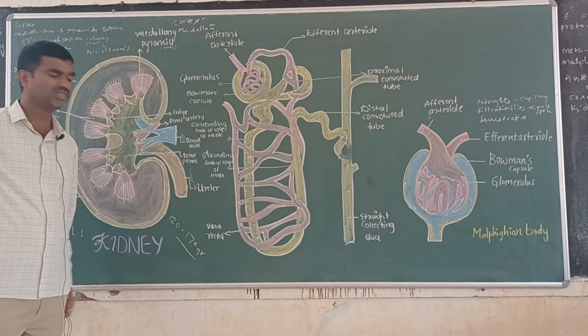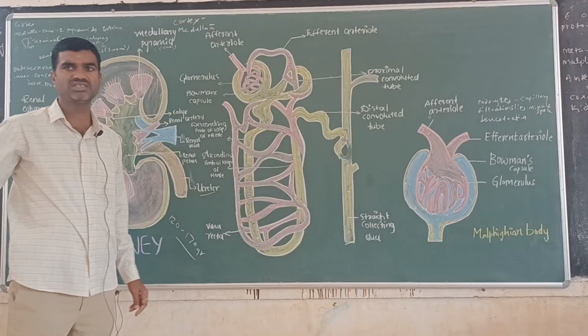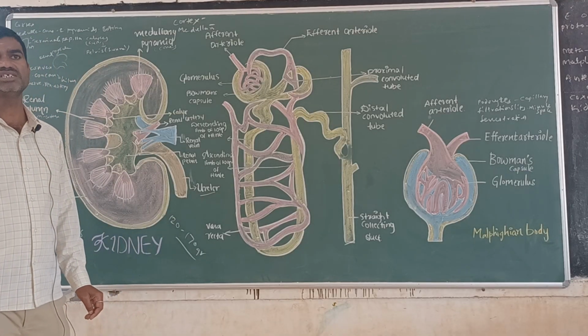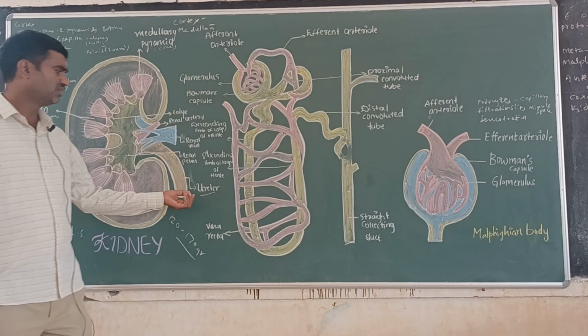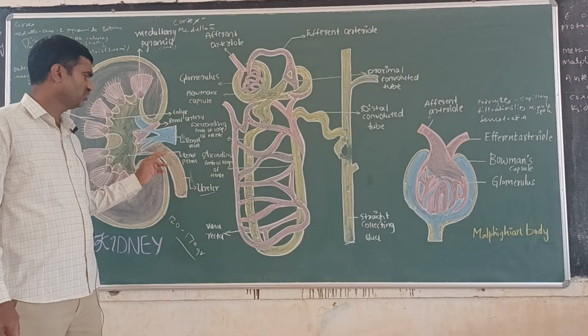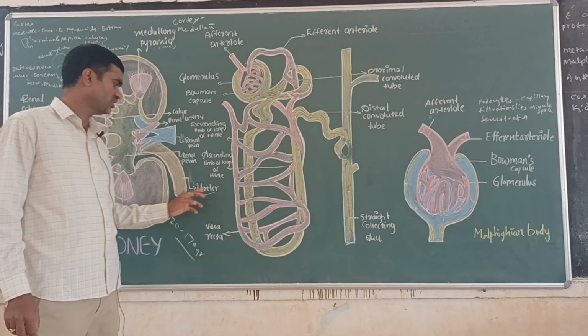The next part is called the ureter. This is the ureter region. It is made up of transitional epithelial cells. It is a whitish tube-like structure, and the urine passes through the ureter. It is made up of transitional epithelial cells.